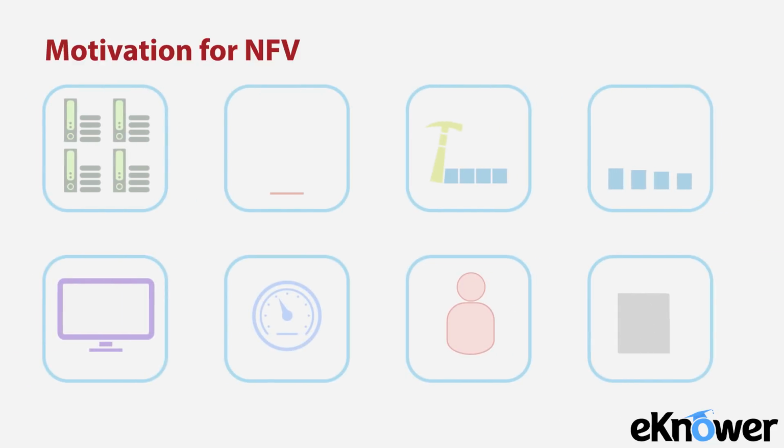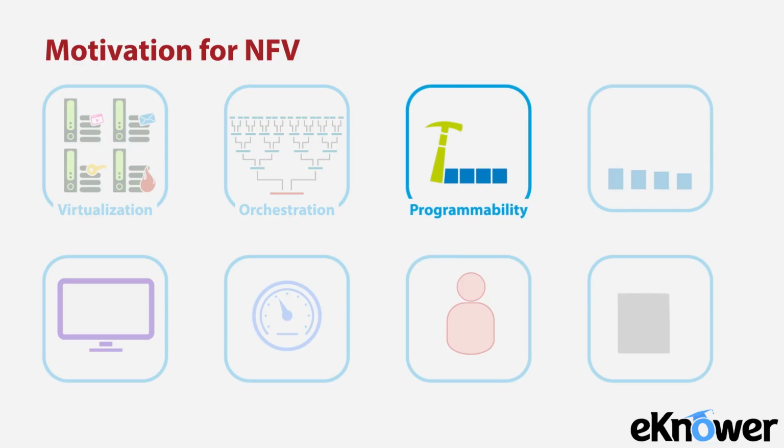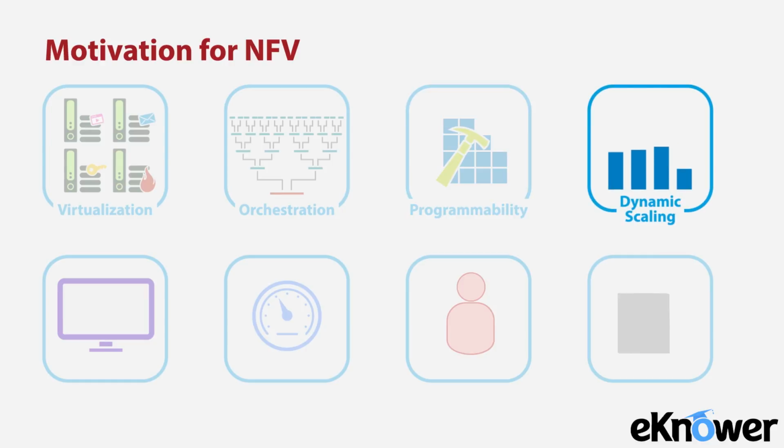The motivations for NFV are virtualization: using network resources without physical dependency. Orchestration: the possibility to manage thousands of devices to provide network functionality. Programmability: the ability to change behavior on the fly. Dynamic scaling: the ability to change the size and quantity of flows.